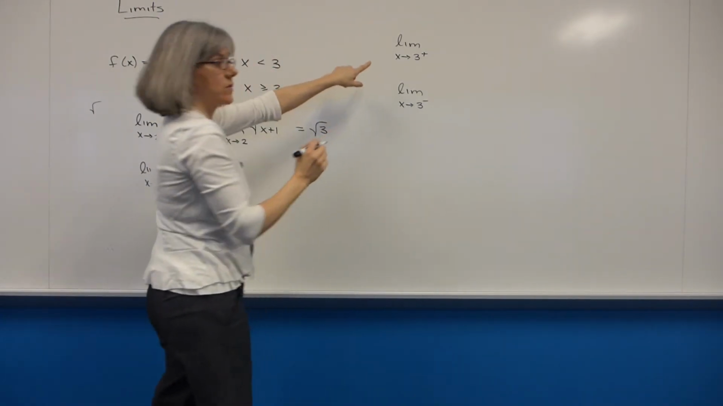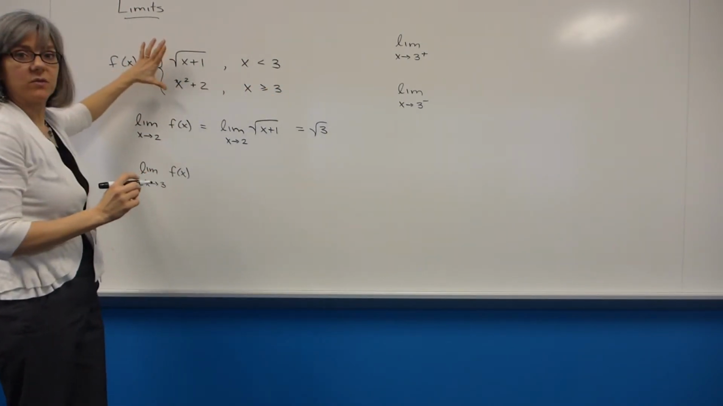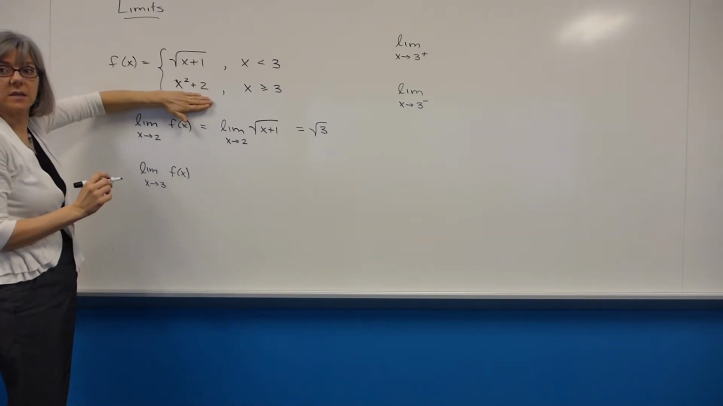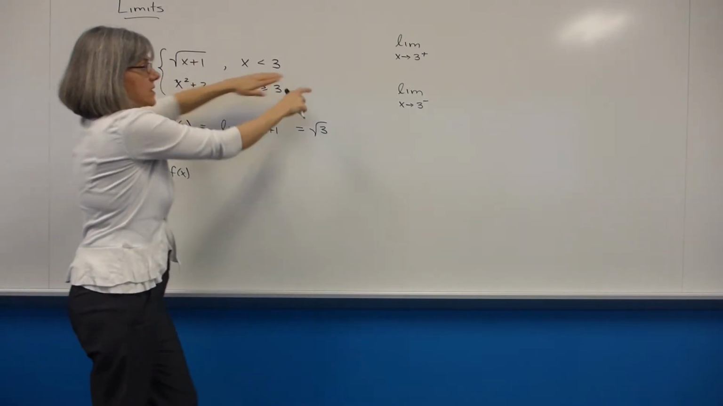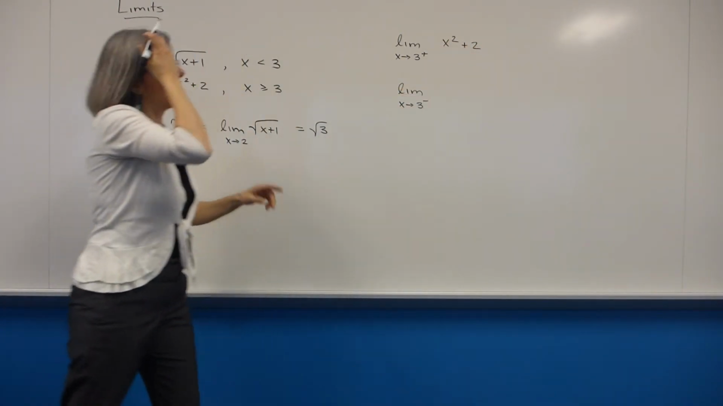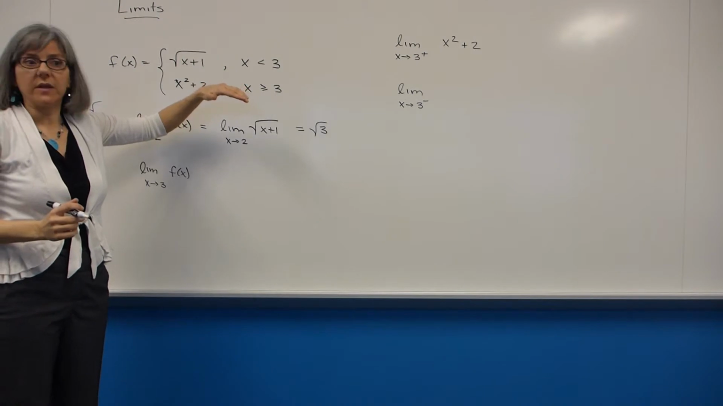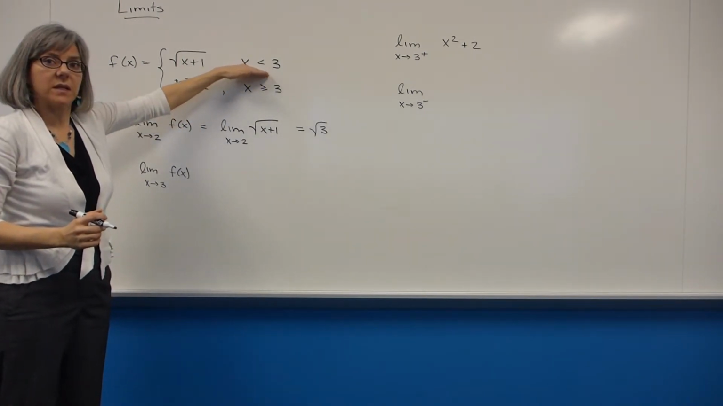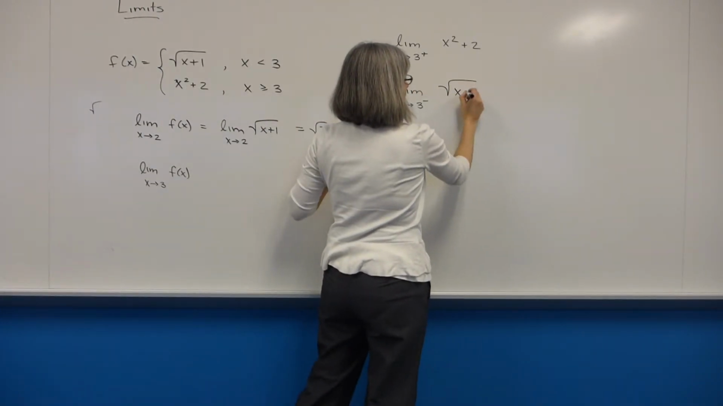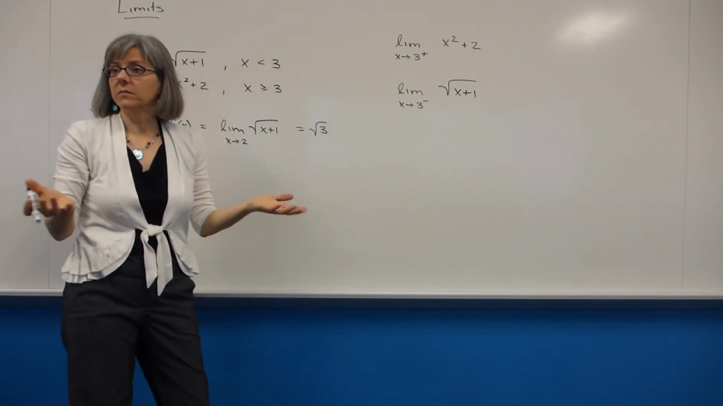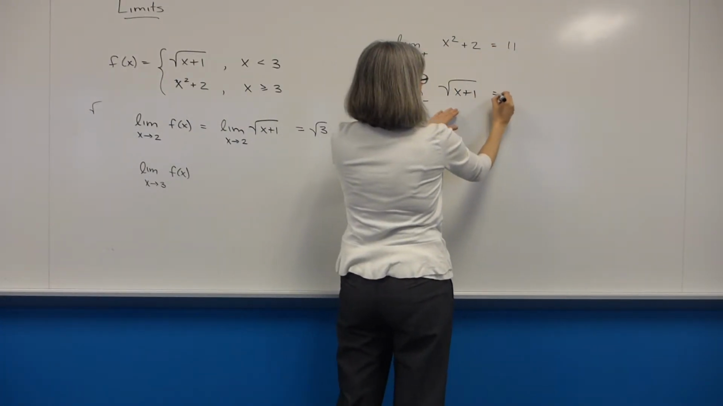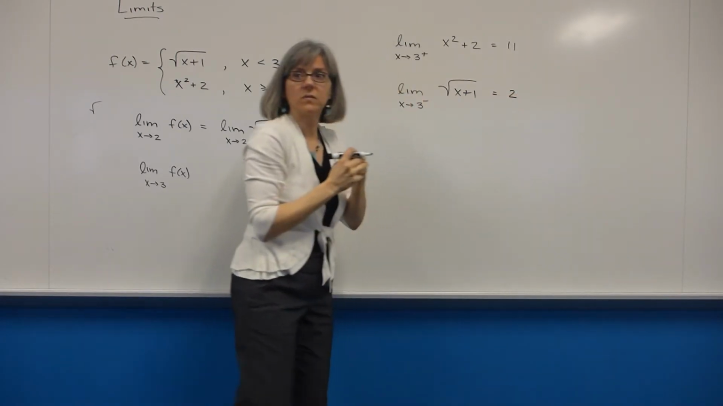So from the positive side, which definition will I choose? Where is x slightly greater than 3? This one is slightly greater than 3. So this one is the one that goes with this, x squared plus 2. And when x is slightly less than 3, which definition? Slightly less than 3 is going to be in this category, so I'm going to pick this one. And then do some plugging in. Plug in 3, I get 9 plus 2, 11. Plug in 3, square root of 4 is 2.